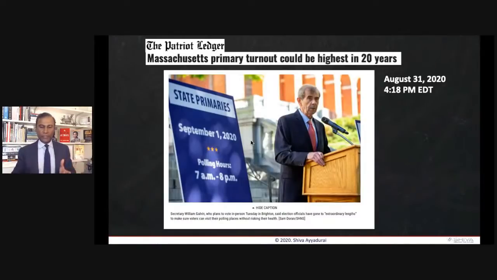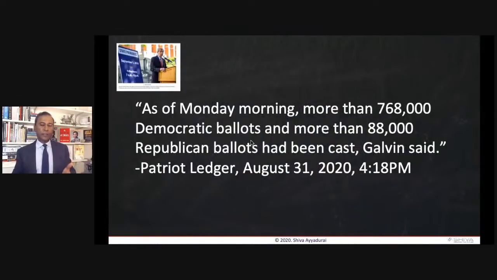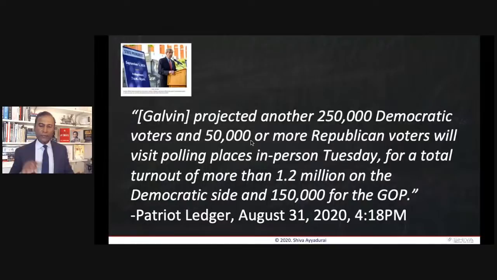And that would mean Republicans and Democrats, right? And this is what he said to the Patriot Ledger, that, by the way, the day before the election, he said he had already gotten 768,000 mail-in ballots. Remember, this was the first time mail-in ballots were introduced in Massachusetts, okay? He had gotten nearly 750,000 mail-in ballots for the Democrats and only 88,000 for the Republicans. And look, it gets even more interesting. He was projecting that face-to-face 250,000 Democrats would vote, but only 50,000 Republicans. And he was predicting a total of 150,000 Republicans would vote and about 1.2 million Democrats.